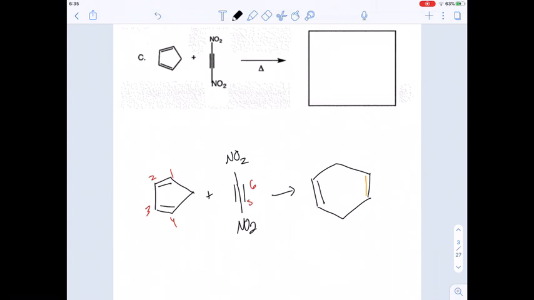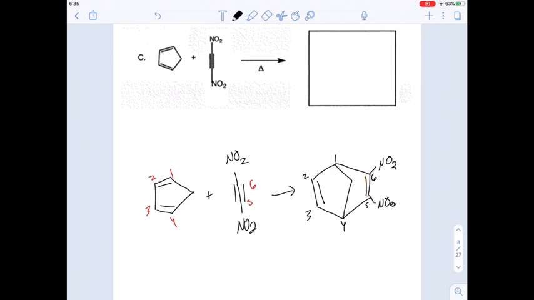Between 2 and 3, oops, I didn't mean to draw it like this. I was getting ahead of myself. It should have been like this. So between 2 and 3 in your product, you're going to have a double bond, so you can go ahead and fill that. Between 1 and 4, you're going to have the bridge coming off. And then your NO2s are going to be coming off of 5 and 6.